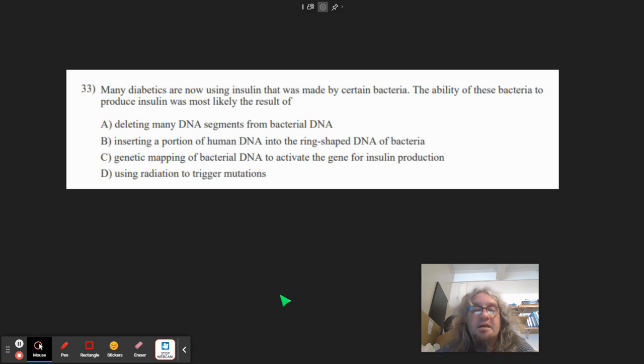Question 33. Many diabetics are now using insulin that was made by certain bacteria. The ability of these bacteria to produce insulin was most likely the result of A, deleting many DNA segments from bacterial DNA. B, inserting a portion of human DNA into the ring-shaped DNA of a bacteria. C, genetic mapping of bacterial DNA to activate the gene for insulin production. D, using radiation to trigger mutations.